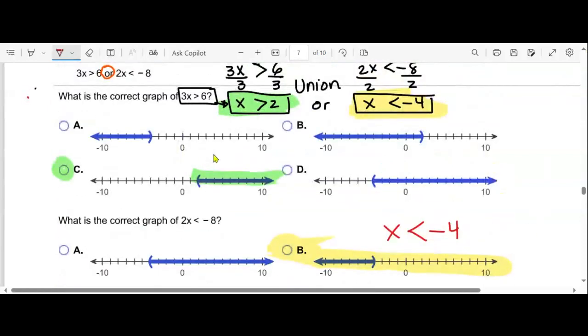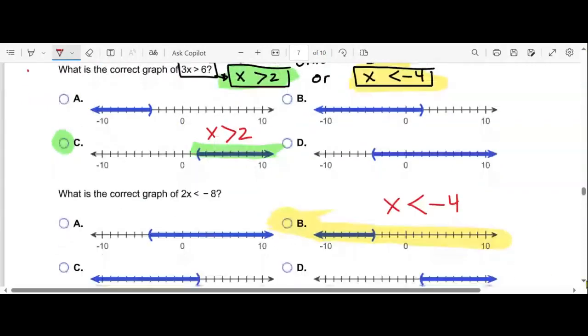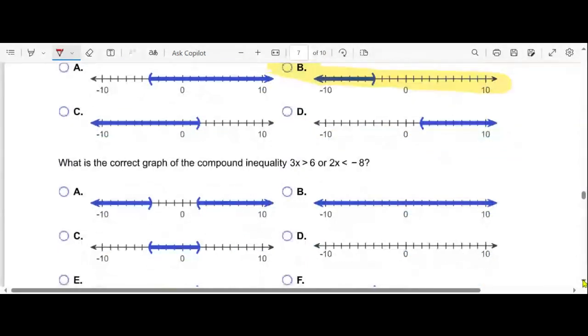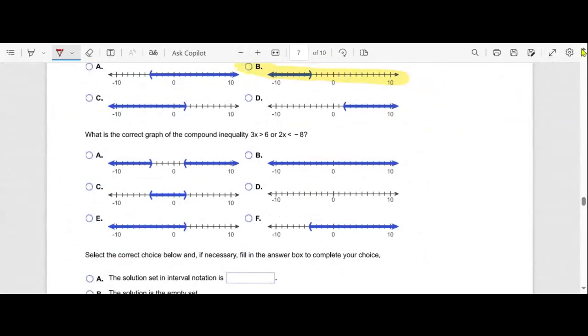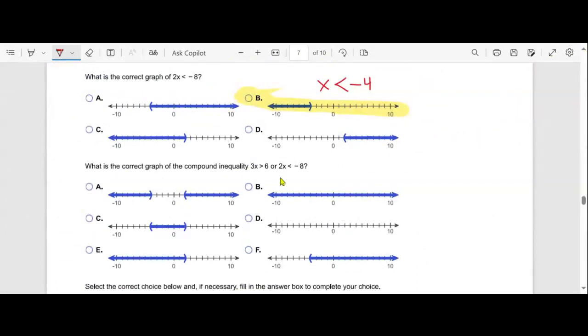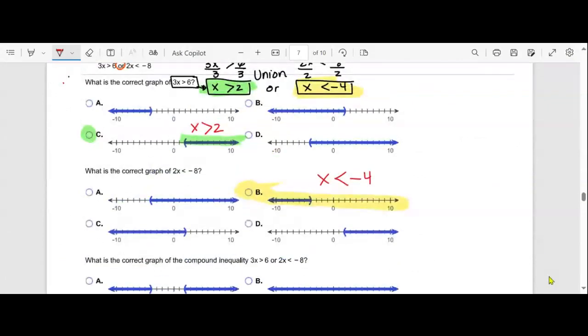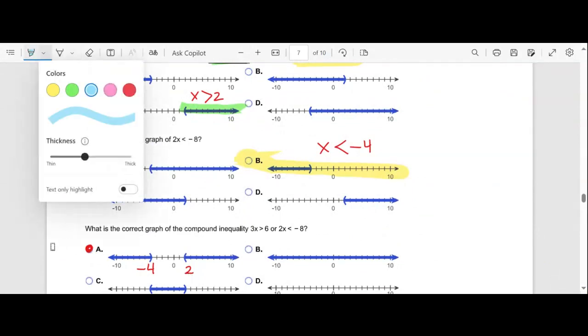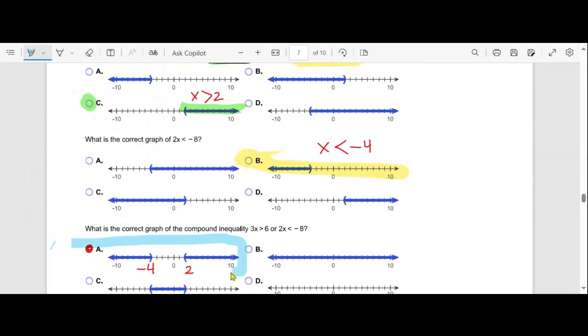Okay. So now, if you want to combine both of them together, which one will be the answer? A. Are you sure it's A? Yes, because -4 here, and what is the other number? 2. So this is the correct answer. Is this clear, everybody? Yes. You understand?